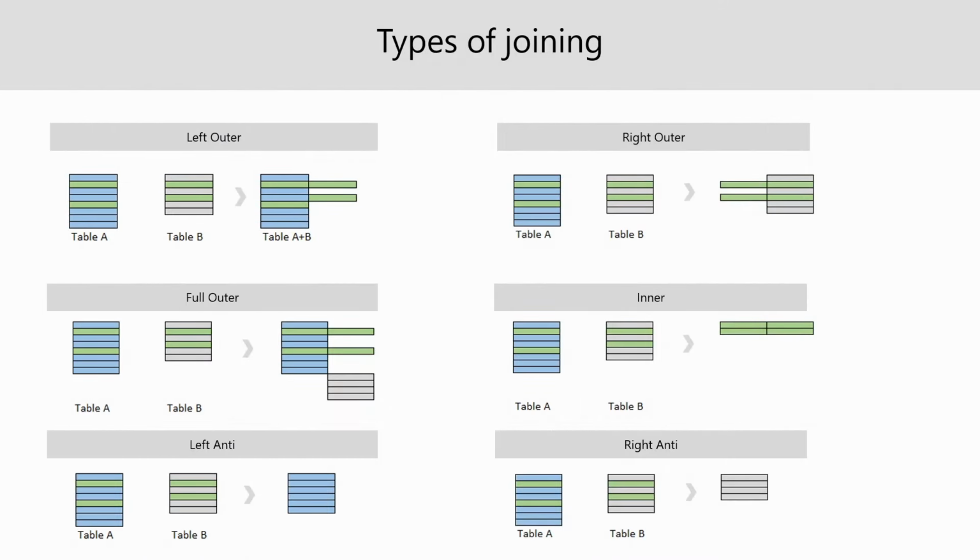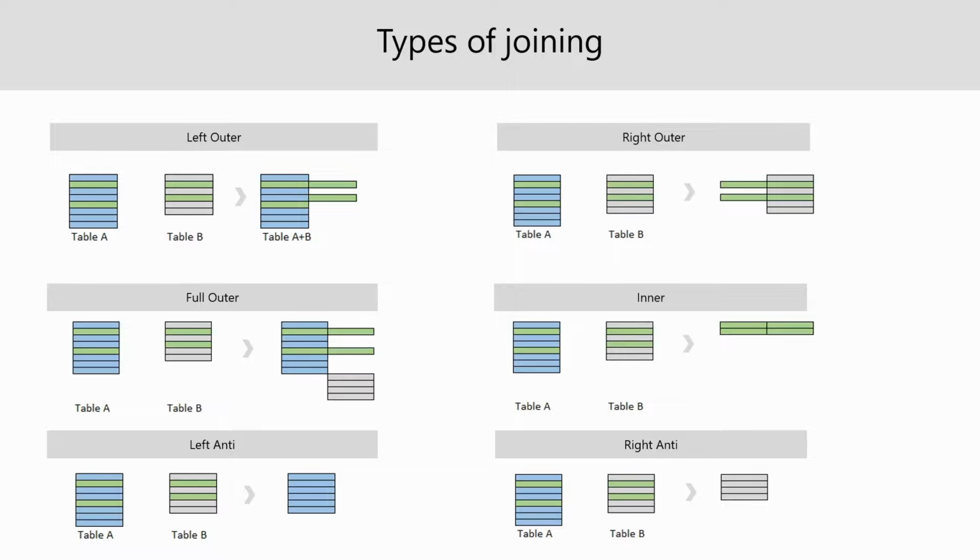So we have 6 types of joining. The left outer will use the values from table A. It will only take the matching values from table B. Same goes for right outer, but in this case it will only take the values from table B and the matching values from table A. The full outer will not delete any information, but it will keep all the data and it will add all the cells together where possible.